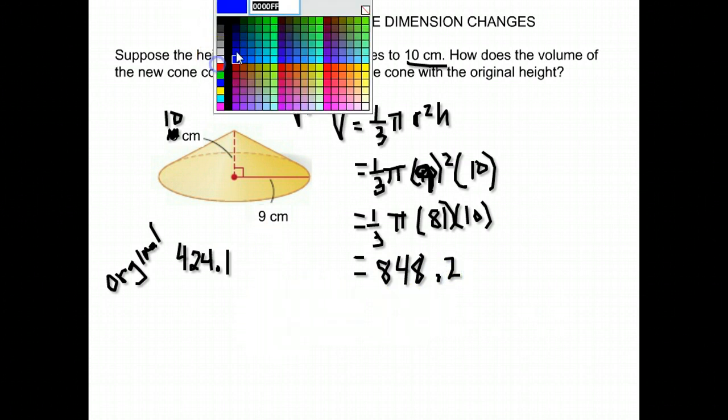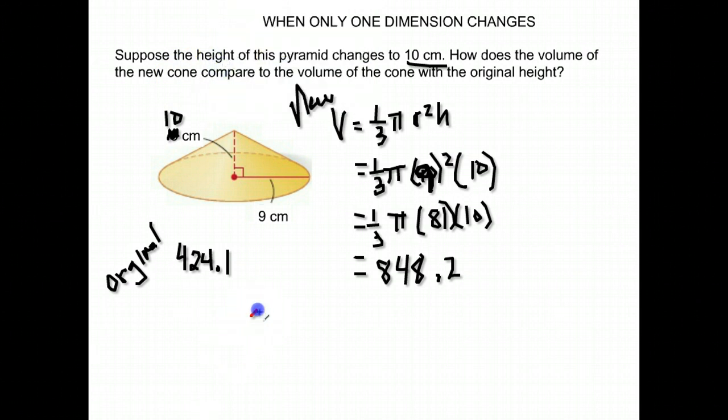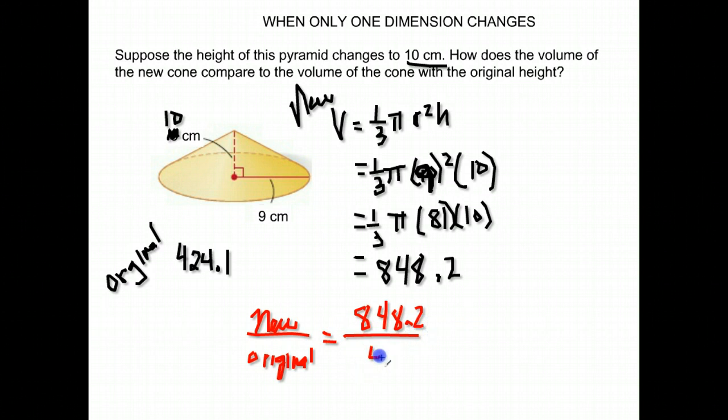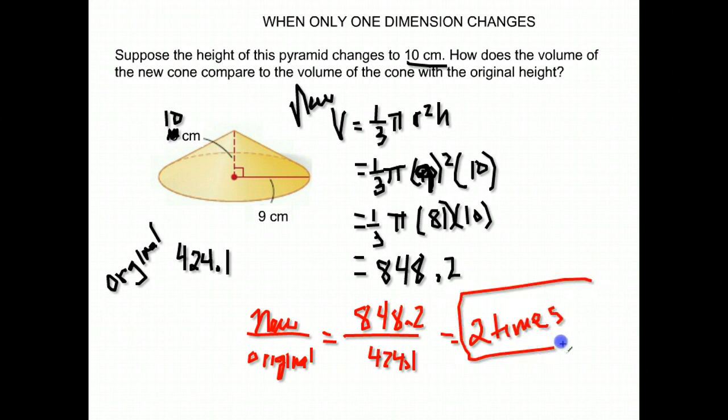All right, what was the effect? Well, to calculate how many times larger the volume got, we take the new volume and we divide it by the original, and that will tell us how many times larger we have. So our new was 848.2, our original was 424.1, and if we divide those, we get 2. So what was the effect? The volume is 2 times the original. Notice this doesn't follow the patterns we had because we are only changing one of the dimensions and we're not changing both of them.